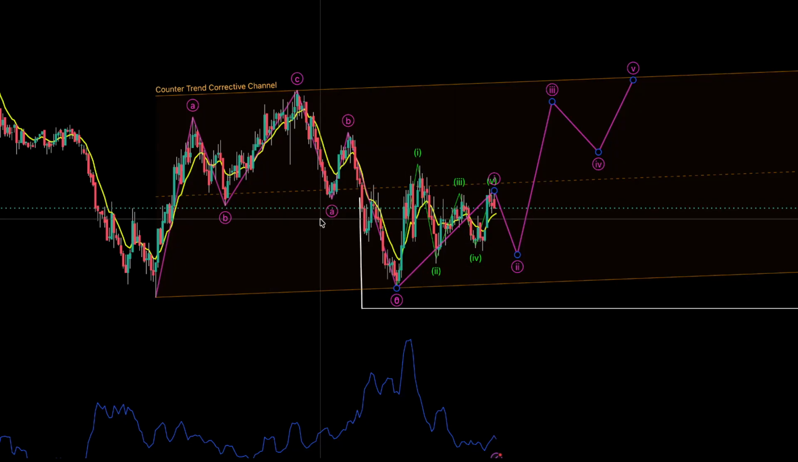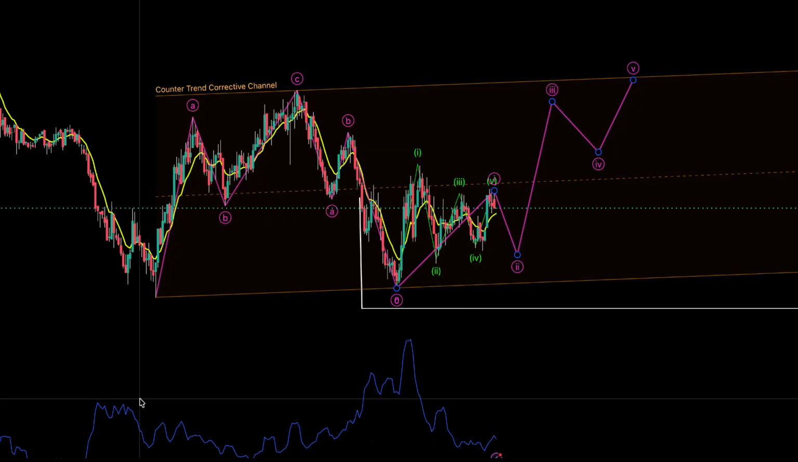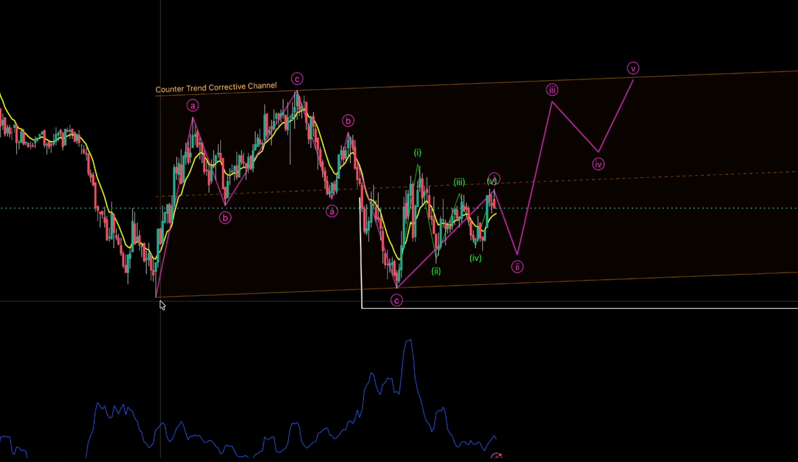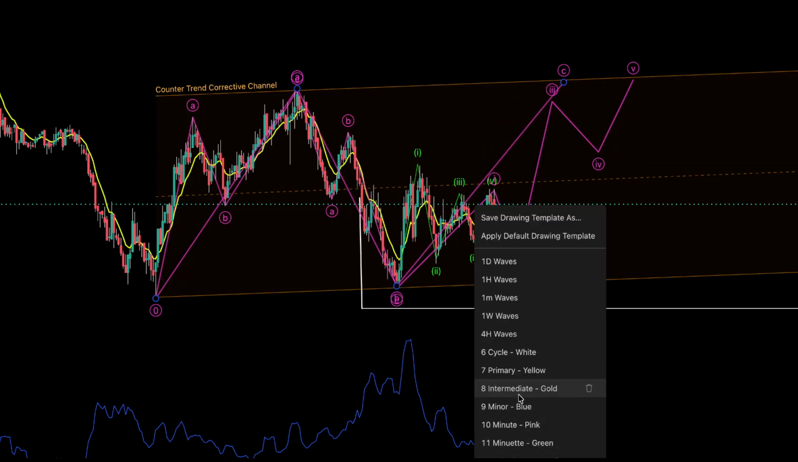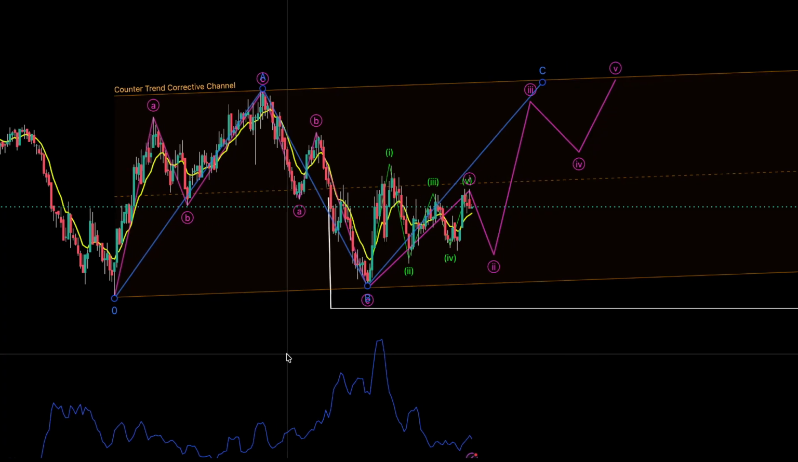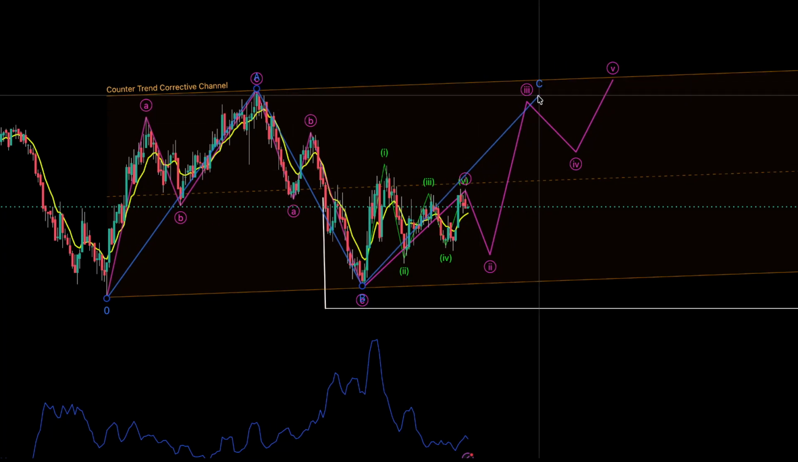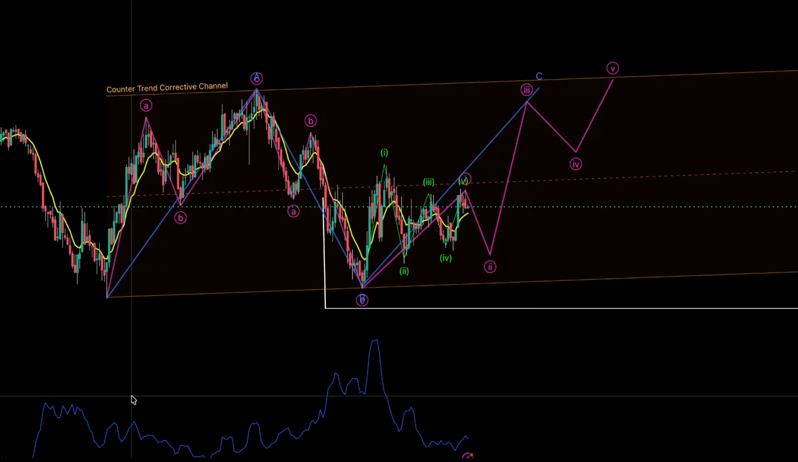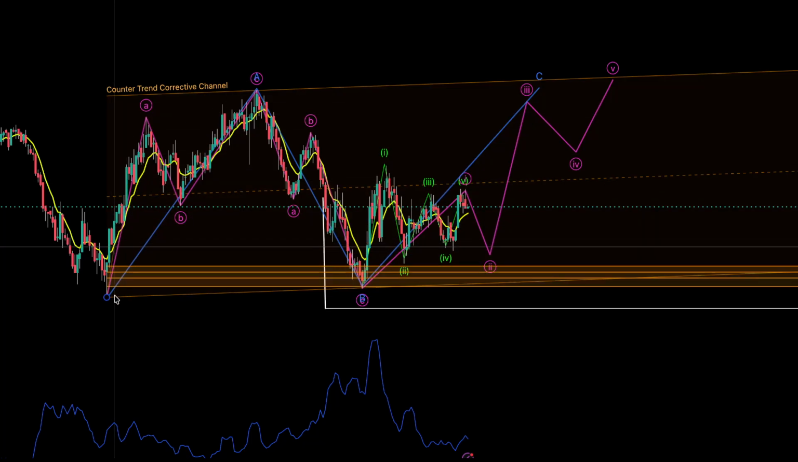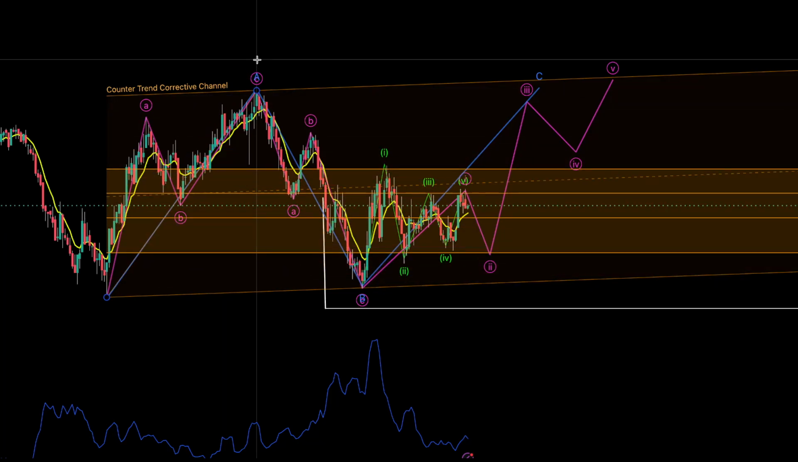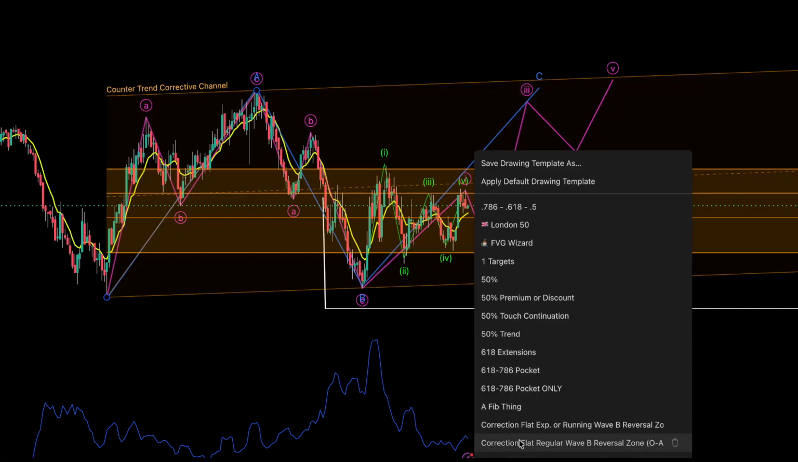Again, I don't know this for sure, but if I want to move up a degree from pink, I think what might be forming is A, B, C. I'll make that blue, that's 1 degree higher. I don't know for sure that C is going to go all the way up here, but we can measure that because we have measurement tools. We can go from blue 0, blue origin, to blue A, and then search corrective flat.